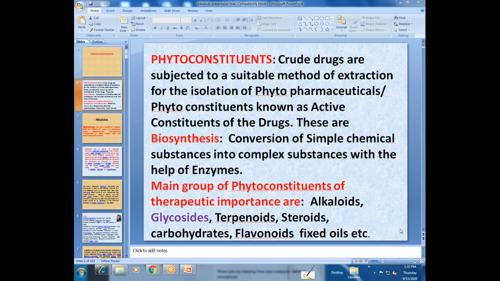So, there are two groups of phytoconstituents. The first group is known as the primary metabolites. The second one is the secondary metabolites. Primary metabolites are proteins, carbohydrates, and lipids, and the secondary metabolites we will mainly study are the alkaloids, glycosides, volatile oils, resins, and tannins.